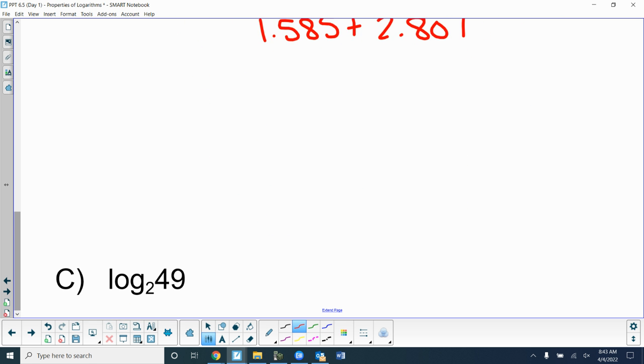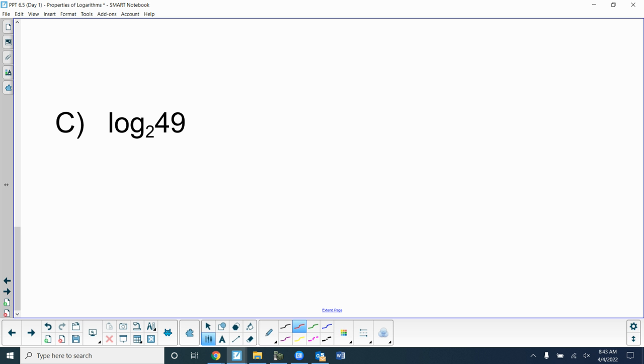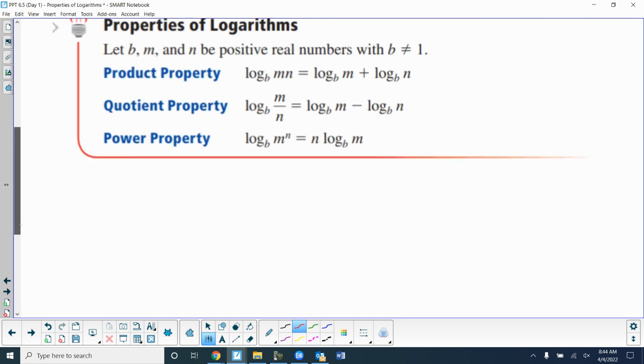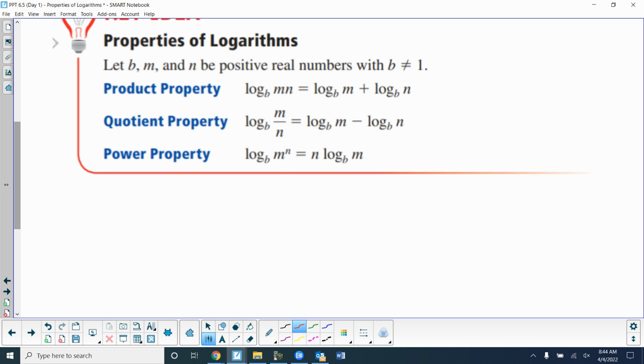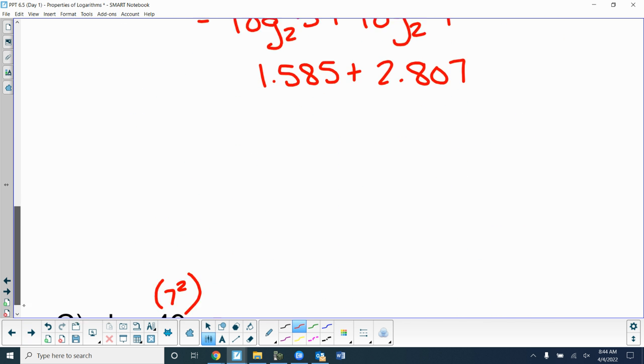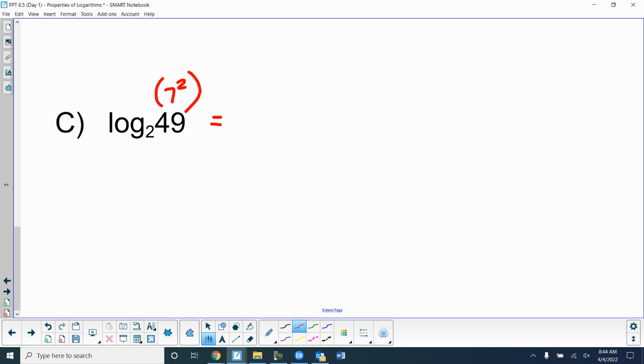But you're going to have some problems where you have to condense or expand some logarithms. All right? How can I represent 49 with 3 or 7? Yeah, 7 times 7, right? Or 7 squared. So let's do the 7 squared part. Again, we just learned this power property. Here's our 7, and there's our 2. What can I do with that 2? Put it out front and multiply it. That's what we're going to do. We're going to use that power property to do this one. So I'm going to write this as 2 times log base 2 of 7. So I just move this out front and multiply it.